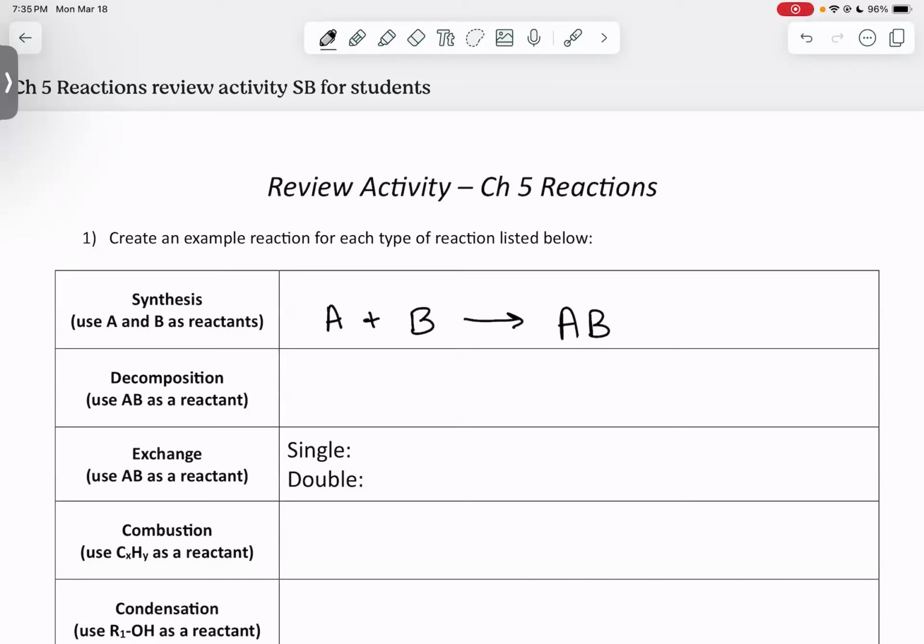So, anytime you have two reactants going to one product, it's an example of synthesis.